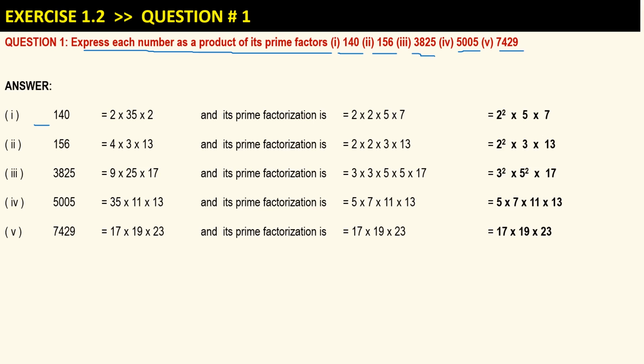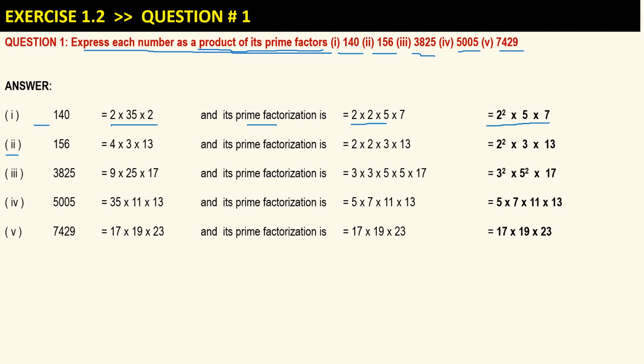We decompose it into any factors. Let's say 2 multiplied by 35 multiplied by 2, and then we see the prime factors of it will be 2 multiplied by 2 multiplied by 5 multiplied by 7, and hence the product of its prime factors would be 2 raised to power 2 multiplied by 5 multiplied by 7.